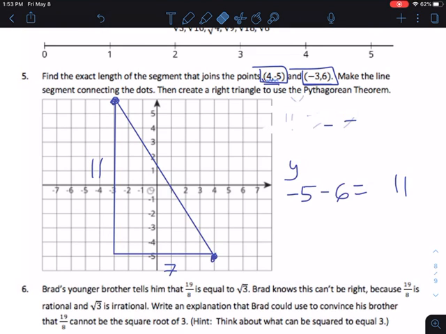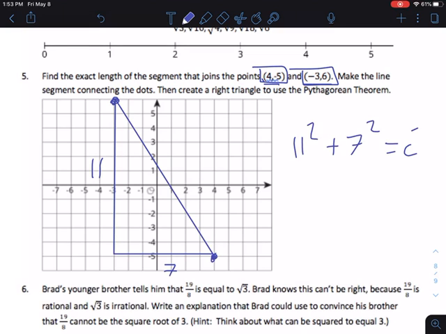Okay, great. So I'll erase this. We'll use our Pythagorean theorem, which states that one leg squared plus the other leg squared, a squared plus b squared, is equal to the hypotenuse, or c squared. We do that. 11 squared is 121 plus 49 is equal to c squared. If you did that, you'd get 170 is equal to c squared, because that's what 49 plus 121 is.